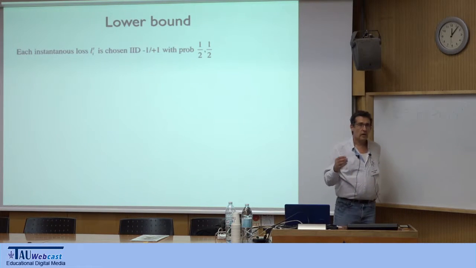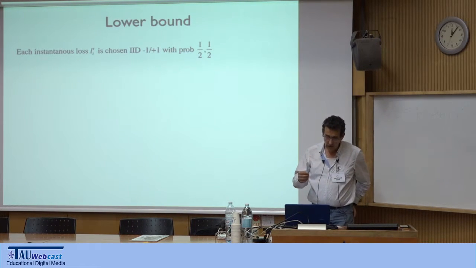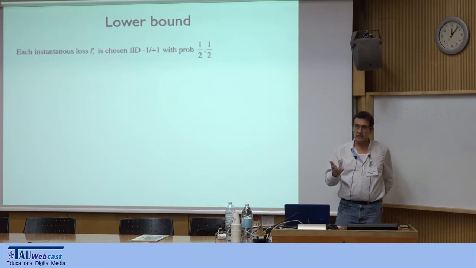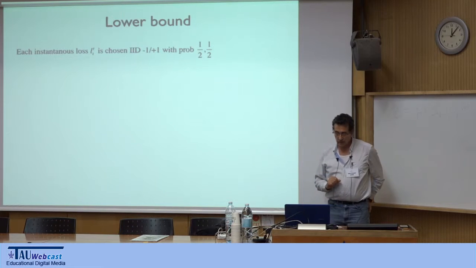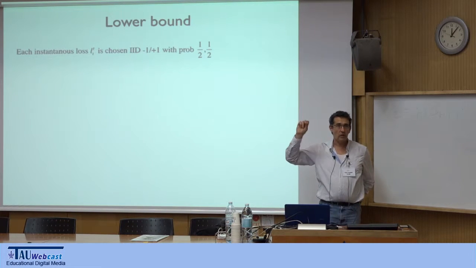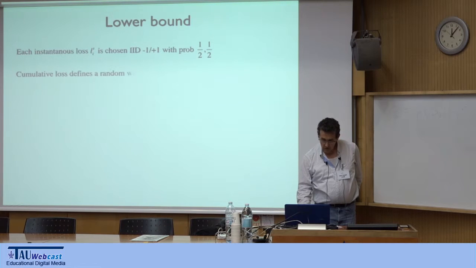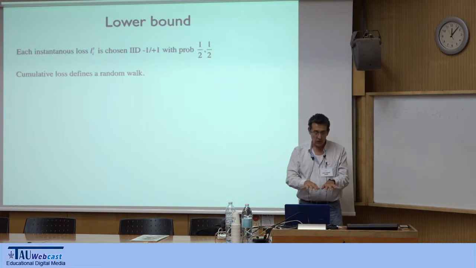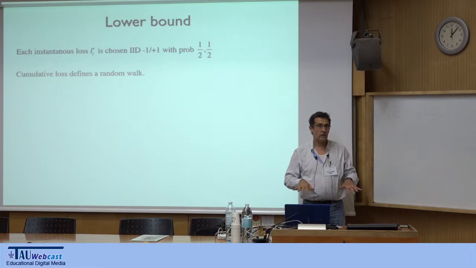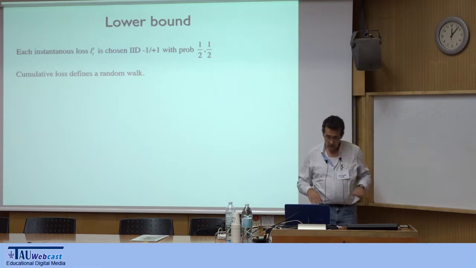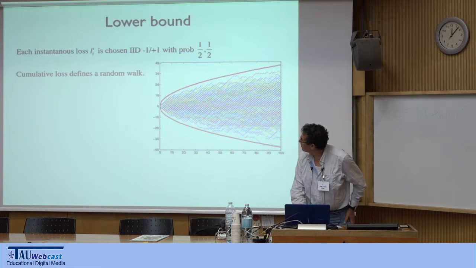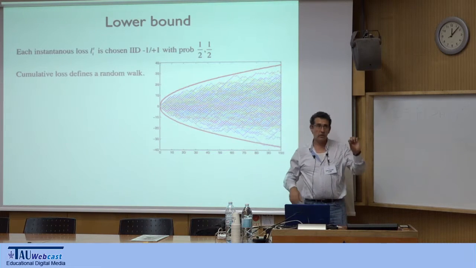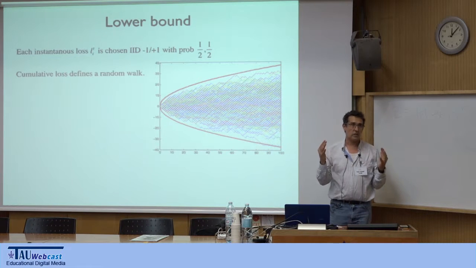So suppose that we have an adversary, and the way that they generate the sequence is just binary, sorry, here it's plus 1, minus 1 at each step. So this is really just a random walk, right? So each one of the actions has loss plus 1 or minus 1 at each step, and there are many experts. So the cumulative loss defines a random walk, right? The cumulative loss of each one of the experts. But there are many experts. There are n of them.